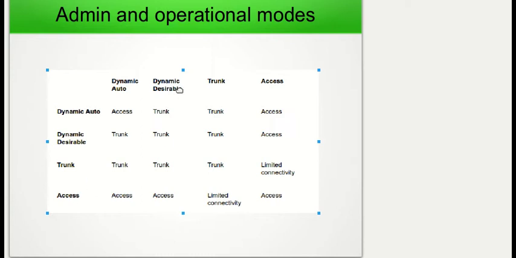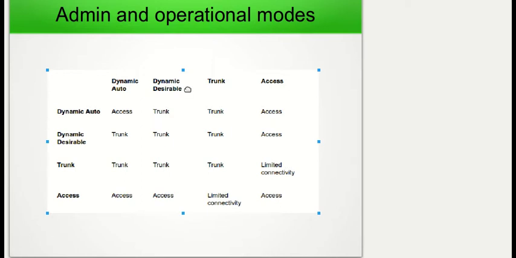Access and dynamic desirable is access. Dynamic auto and trunk is trunk. Dynamic desirable and trunk is trunk. Trunk and trunk is trunk. Access and trunk wouldn't work. Dynamic auto and access is access. Dynamic desirable and access is access. Trunk and access, it doesn't work. Access and access is access.